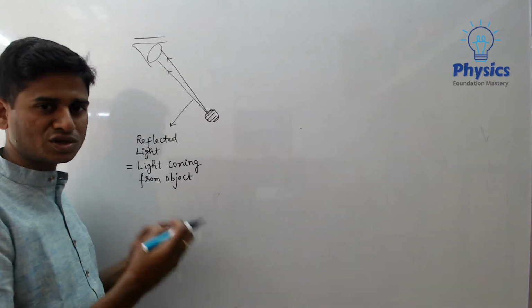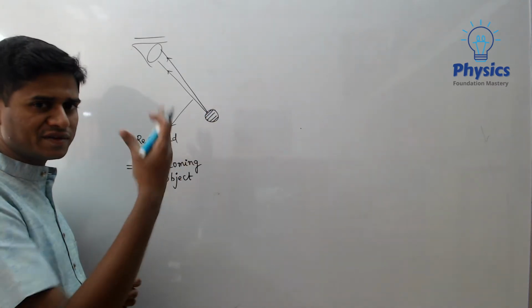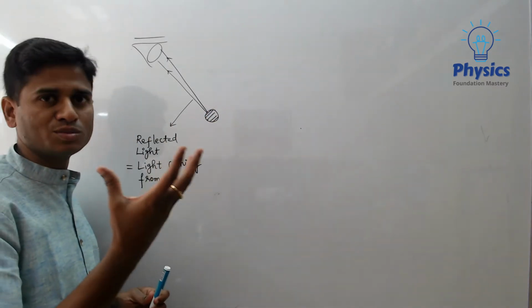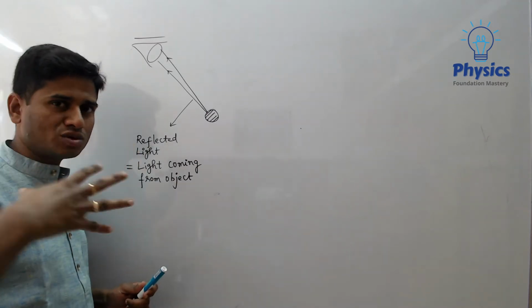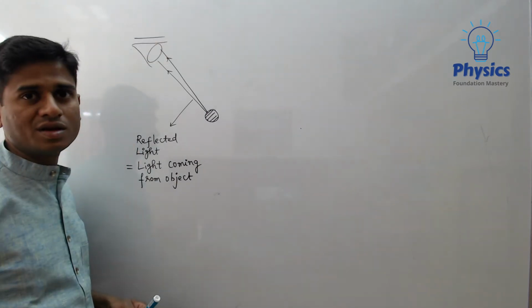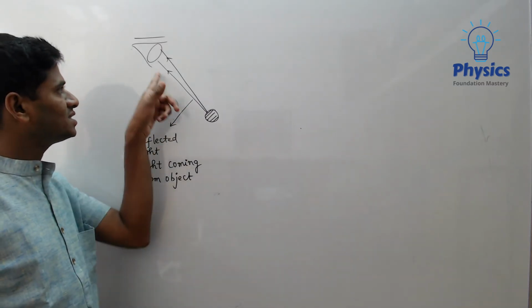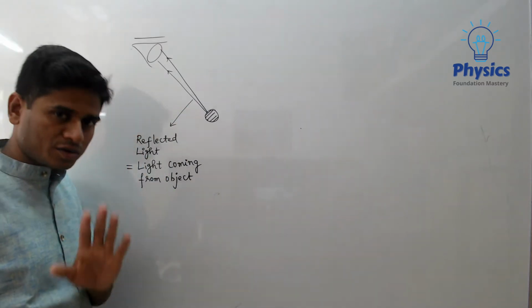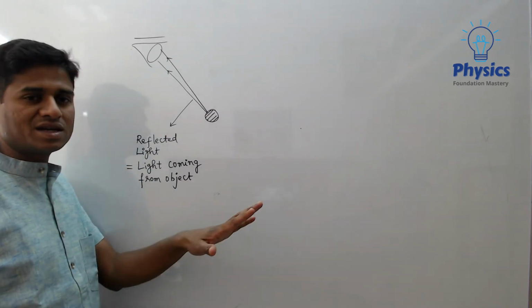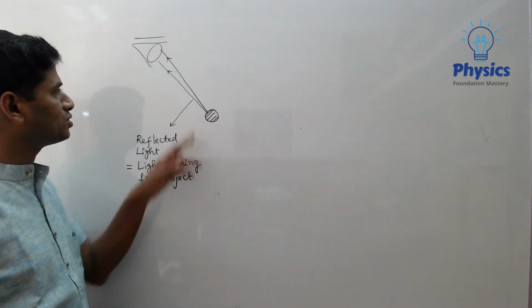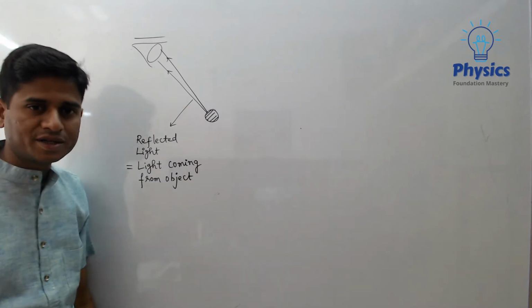Don't confuse. It is not that the object itself is giving light. It is only reflected light, just like moonlight. The moon is not giving its own light. The moon is only reflecting the sun's light. But then we say moonlight. Similarly, this is actually reflected light. However, to make the discussion simple, we'll say that this is light coming from the object.